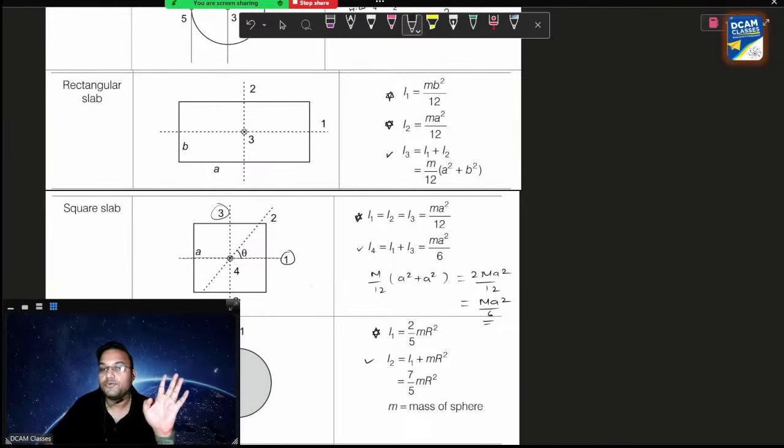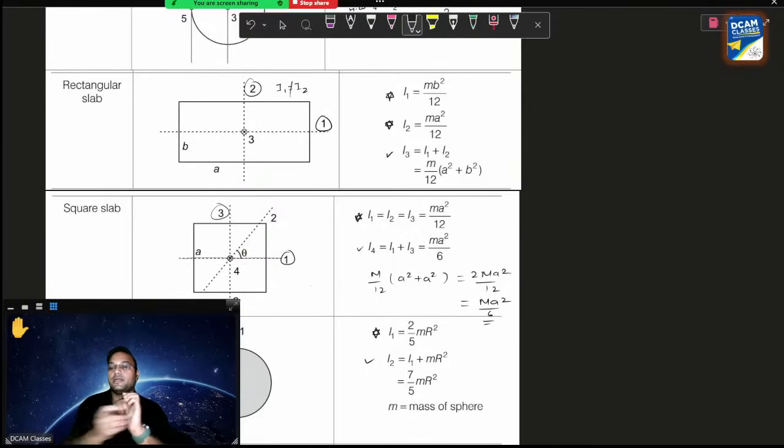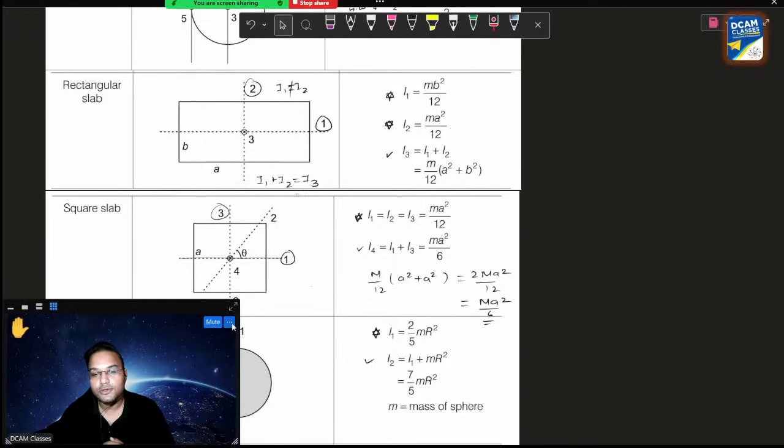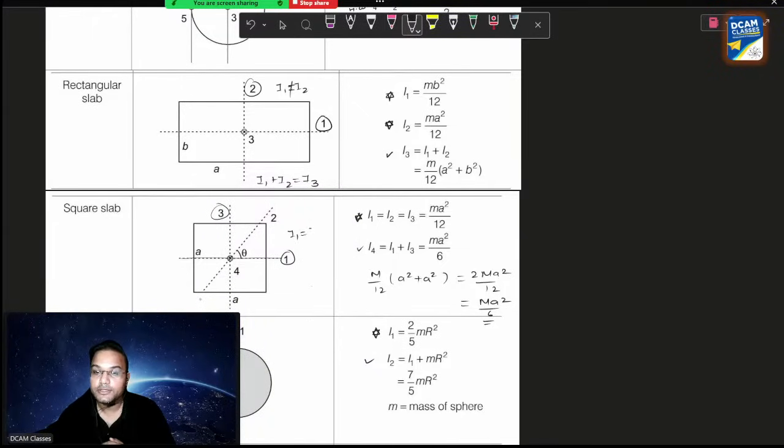Otherwise, if you were taking I1 equal to I2, in that case you would have got m a square by 24, like that: m into a square plus b square by 24. But here I1 cannot be equal to I2, because if you take about I1, the body is different. If you take about I2, the body is different. So the perpendicular axis theorem will work: I1 plus I2 will be equal to I3. But you cannot make I1 equal to I2 here. But in this case, you can make I1 equal to I2.